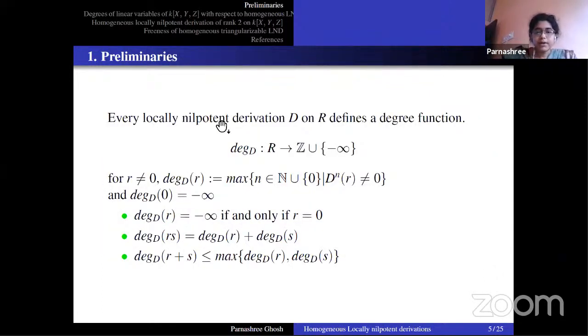Now every locally nilpotent derivation D defines a degree function on R. We denote it by deg_D from R to Z union minus infinity. It is defined to be the maximum natural number n such that D^n(r) is non-zero, and when r is 0, we define it to be minus infinity. Now one can check very easily that deg_D satisfies these three properties of a degree function. Hence it is a well-defined degree function on R.